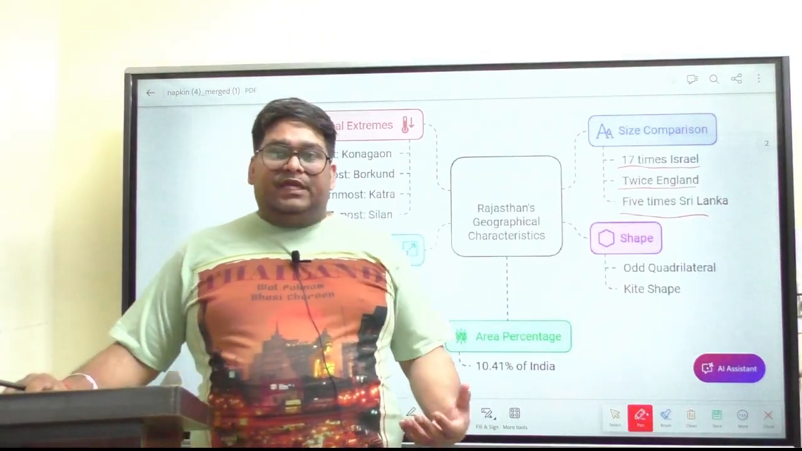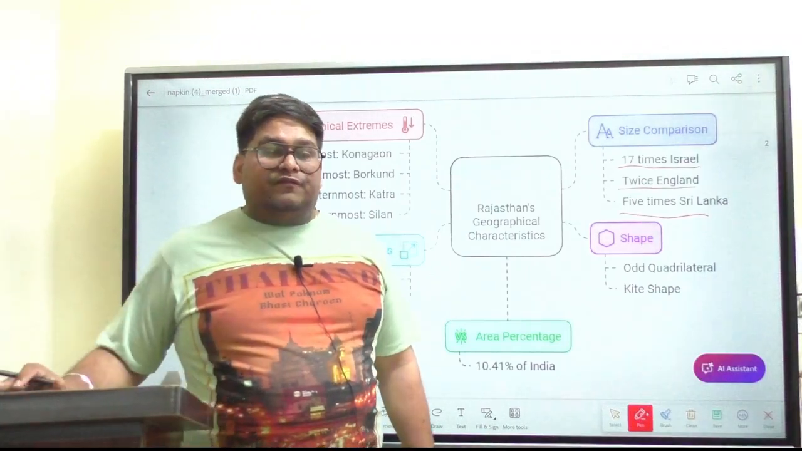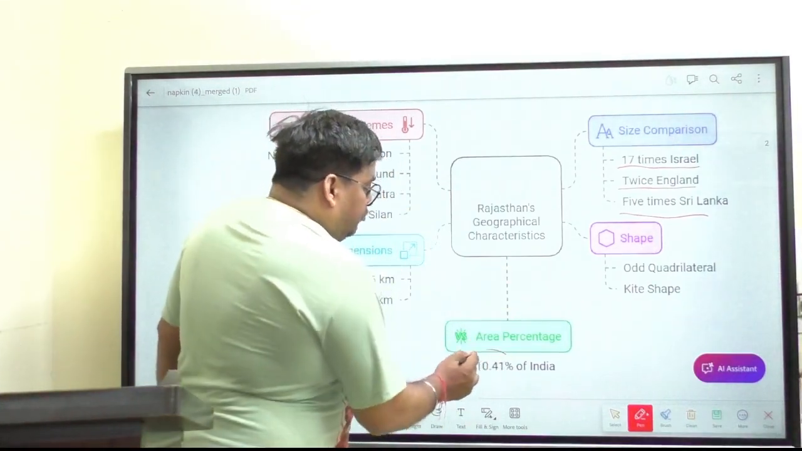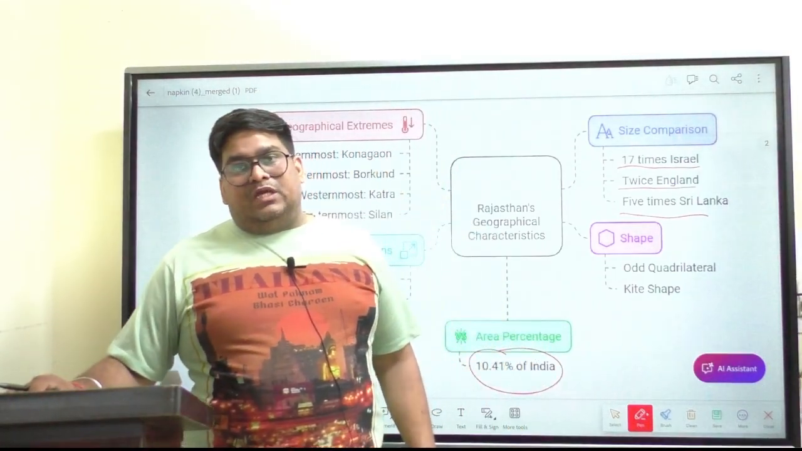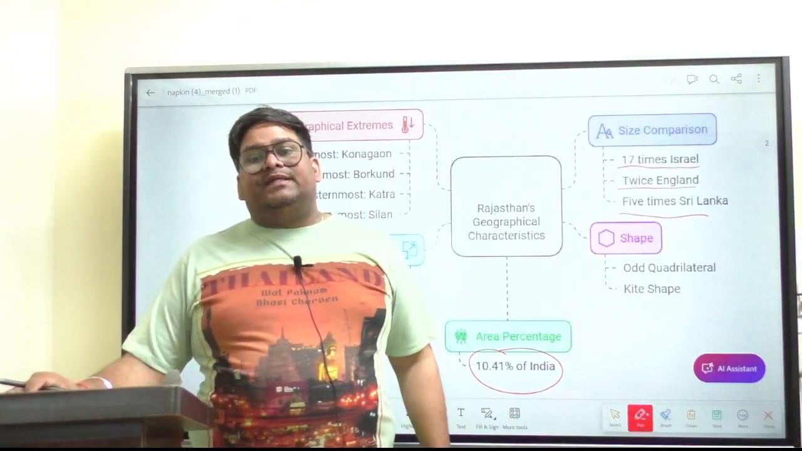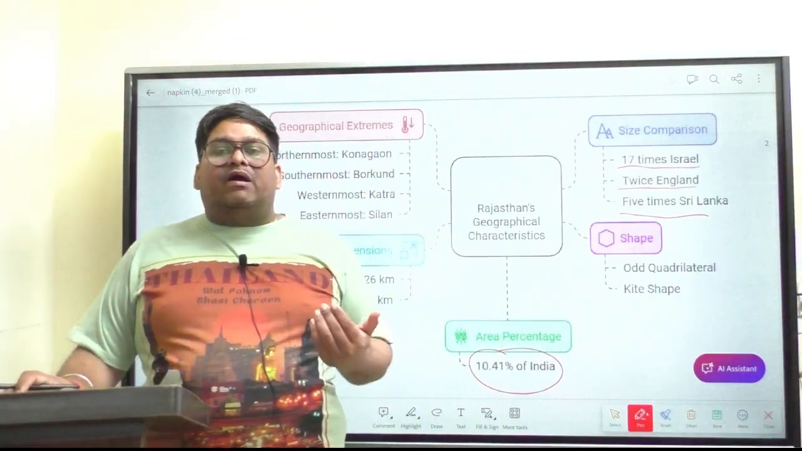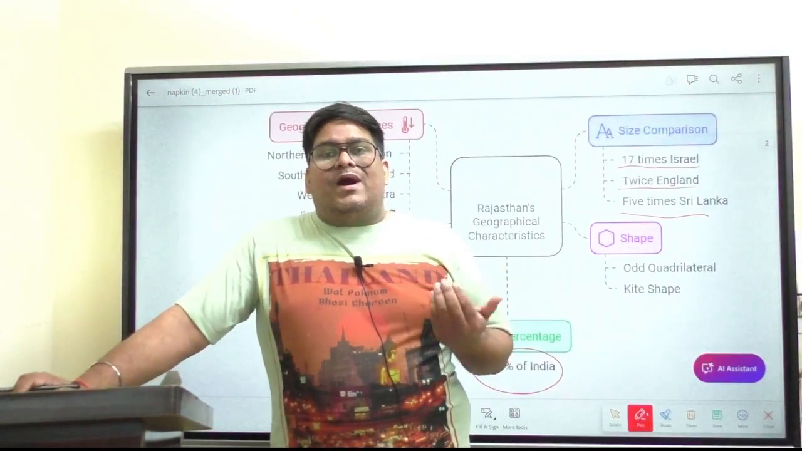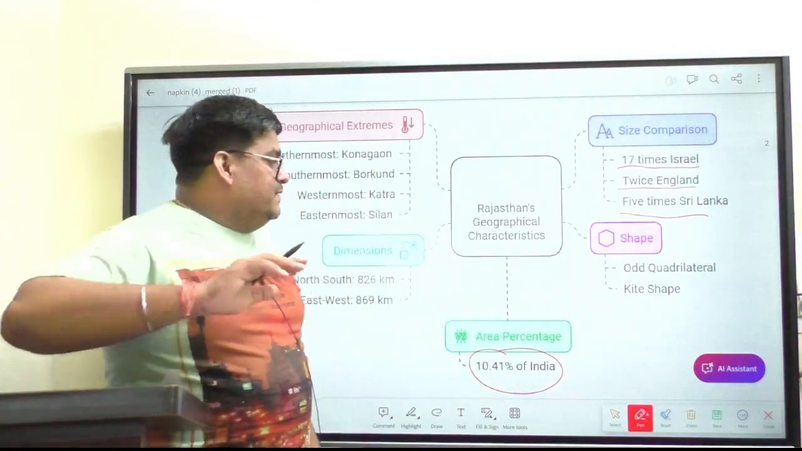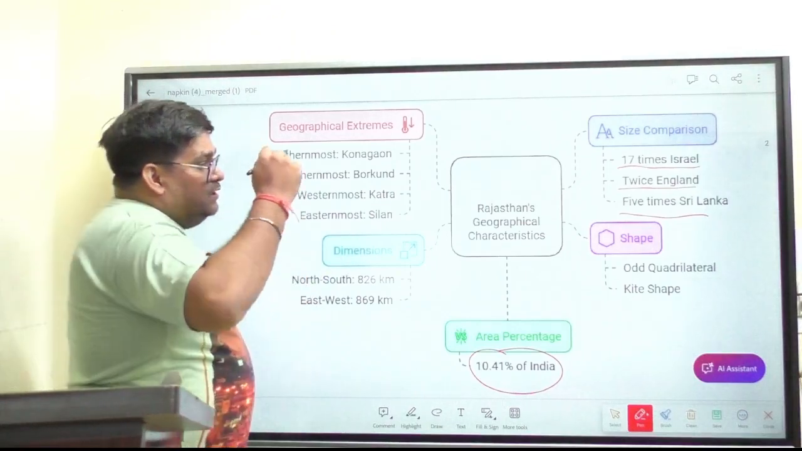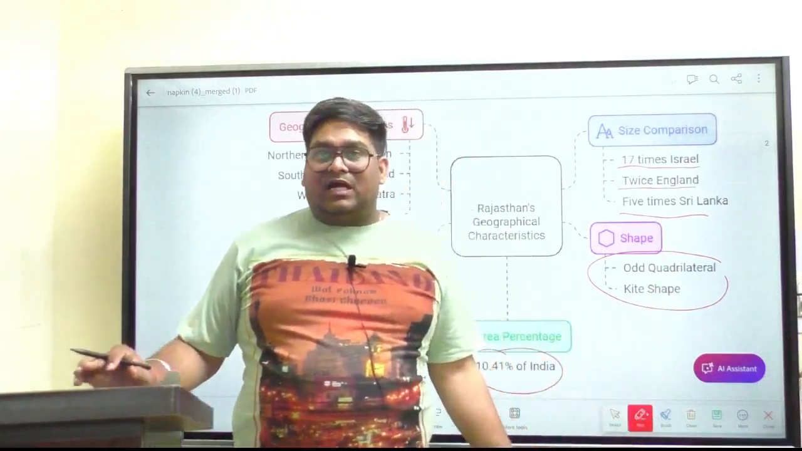In terms of area, it covers around 10.41% of the total area of the country. So roughly 10.41% of the total area of the country consists of Rajasthan. As for the shape of Rajasthan, it is similar to a kite, an odd quadrilateral type of shape. It is just like a kite shape.